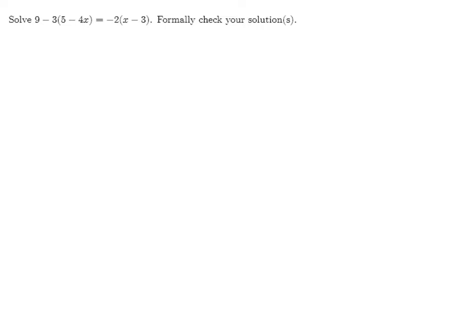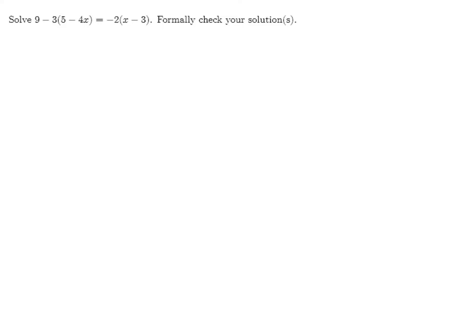This problem asks us to solve 9 minus 3 times the quantity 5 minus 4x equal to negative 2 times the quantity x minus 3. To do so, we will first have to simplify each side of this equation, and that will involve using the associative, commutative, and distributive properties.